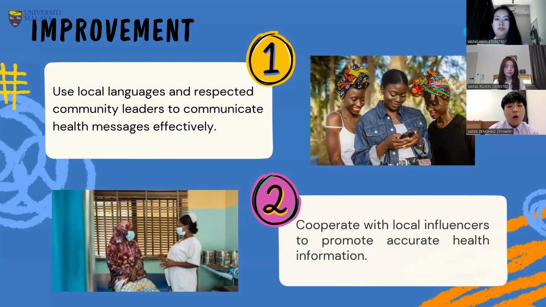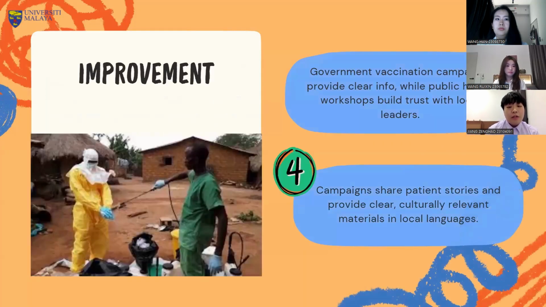The second one is to cooperate with local influencers to promote accurate health information. It's a way to enhance credibility. Local influencers are often trusted figures within their communities. Next one, please. Once more, the government should share understandable information about vaccines, and by engaging these leaders, it can establish trust within the community, making people more likely to accept and participate in health programs. Next page, please.